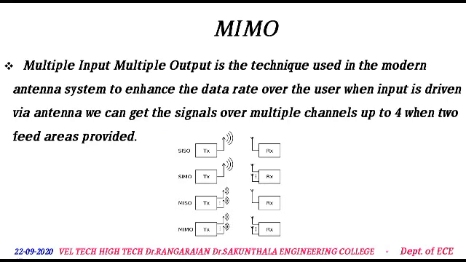MIMO. MIMO means multiple input, multiple output, a technique used in modern antenna systems to enhance the data rate over the user. When the input is driven via antenna, we can get the signal over multiple channels, up to 4, when the feed is provided. Single input single output, single input multiple output, multiple input single output, multiple input multiple output. The advantages are increased data rate, increased capacity and increased coverage. The disadvantage is complexity. This MIMO is mainly used in WLAN, WiMAX, LTE, digital video and audio processing.